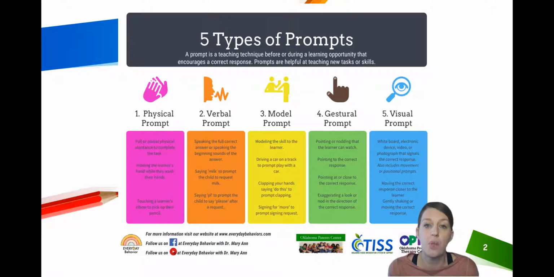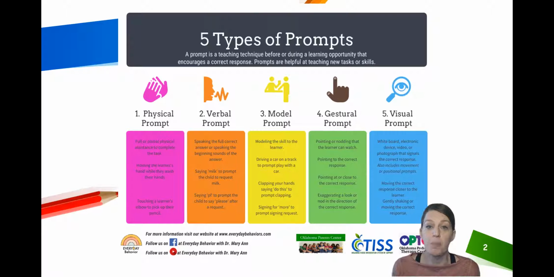A model prompt is showing them how to do it. So you're engaging in the gesture or the model, whatever that is. So, do it this way. If you want to do clapping, you clap your hands and show them how to clap. Touch your nose like this, do this. So you are showing them with your body. The difference between a model prompt and a physical prompt is that in a physical prompt, you're using your body to guide their body. In a model prompt, you're using your body to show them how they should move their body. A lot of times we'll use a model prompt or even a full physical prompt in sign language, where we show them what the sign is that they should be using.